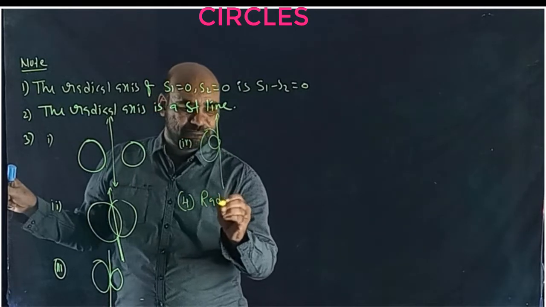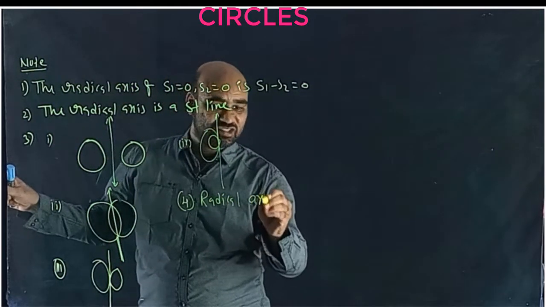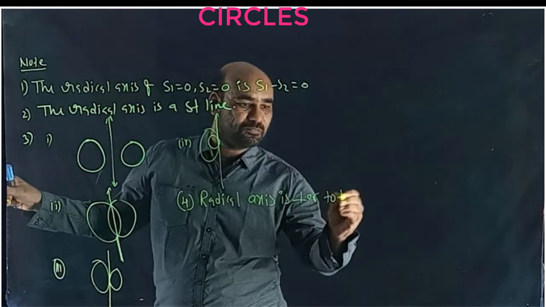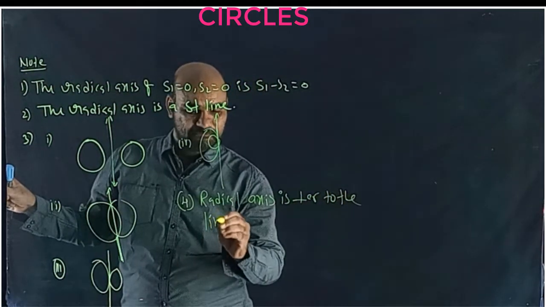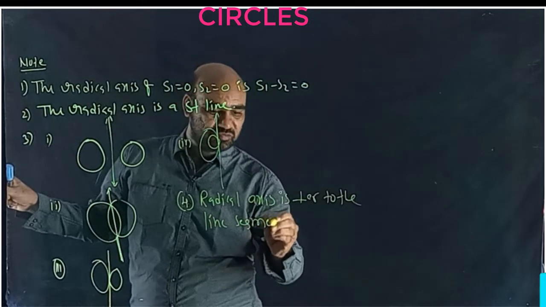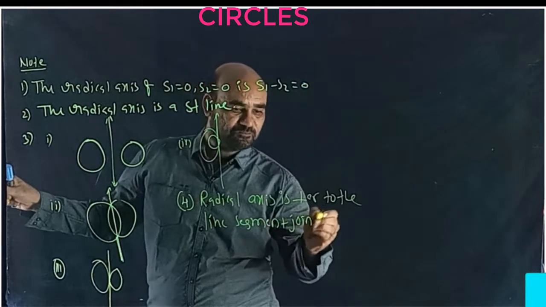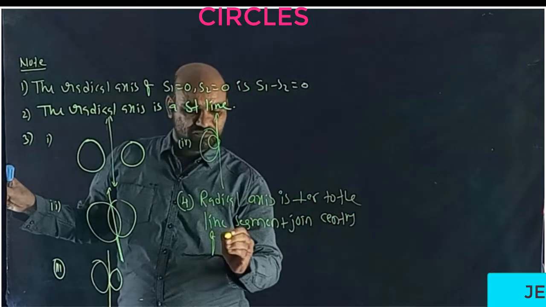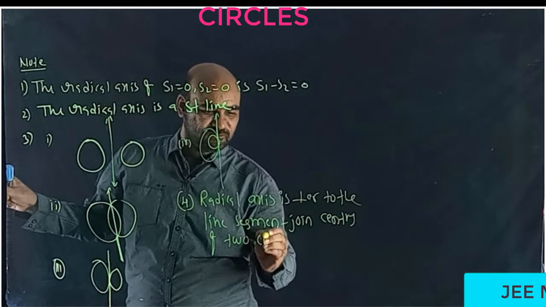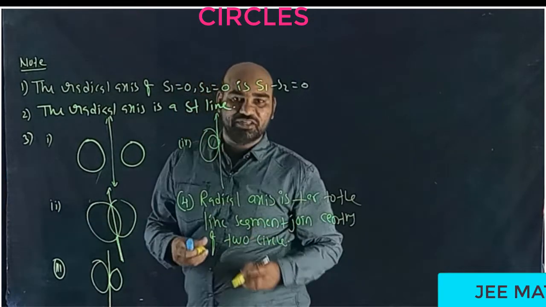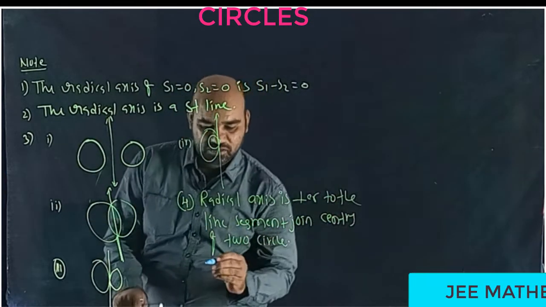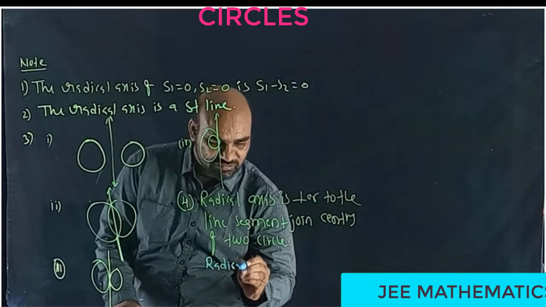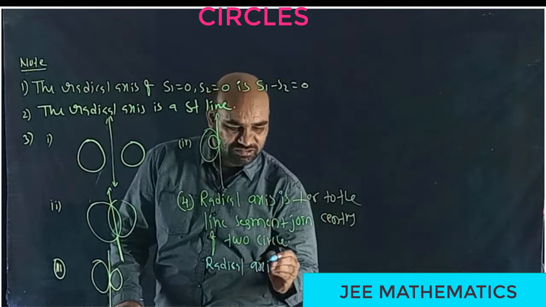Radical axis is perpendicular to the line segment joining the centers of two circles. This is important. This is what I want to prove. What is the radical axis equation? What is the radical axis?